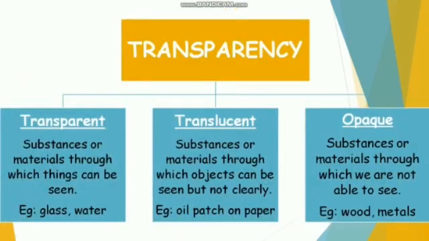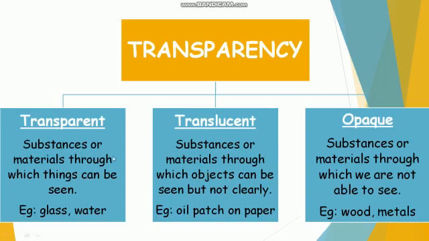The next property of material is transparency. There are three divisions of transparency given here. The first one is transparent, in which substances, if you hold them, you can see through them. The substances or materials through which you can see other things can be classified as transparent. For example, glass or water.